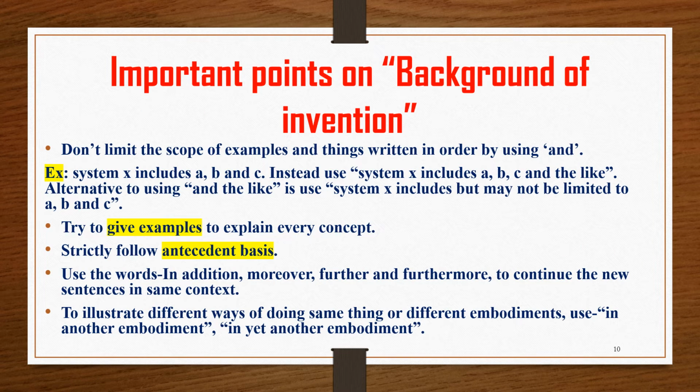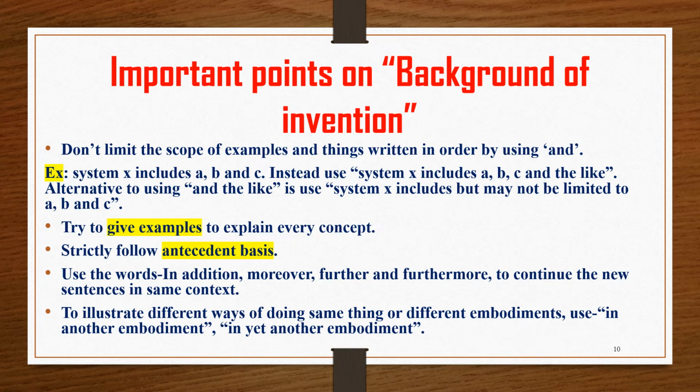So friends, this slide is also a continuation of the important points on background of invention. Let us start. Don't limit the scope of examples and things written in order by using "and". Friends, this operator "and" actually limits the scope of the examples. That's why it should be avoided. For example, system X includes A, B and C. Instead, use system X includes A, B, C and the like.